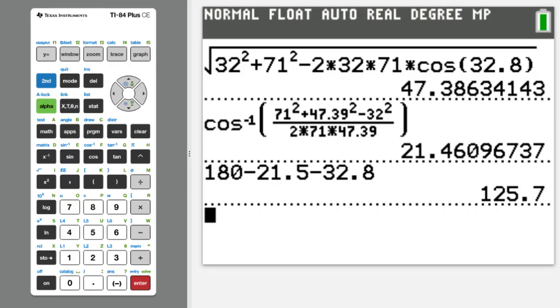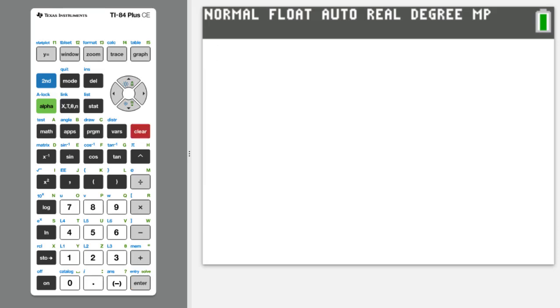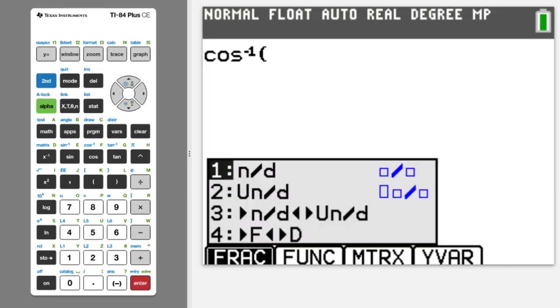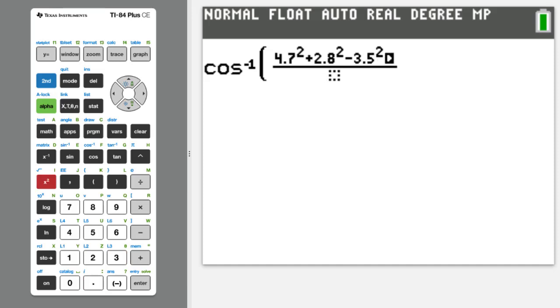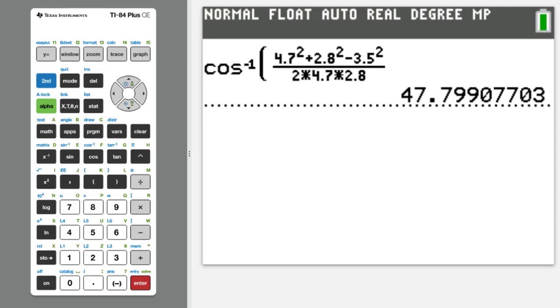And as mentioned before, we'd go ahead and bring our calculator up. I'll clear out all that stuff from the previous problem and just do the arc cosine of, and then create my fraction template. So again, alpha y equals, and press enter, and that gives me this template that we can go with. And we had the 4.7, I think I wrote first, squared, added with the 2.8 being squared. Then I take away the 3.5 that's squared and put it all over twice the 4.7 and 2.8 all multiplied together. And again, I'll just press enter. You don't have to close off that parenthesis, but I guess proper notation would be to do that. But regardless, we get this value here for angle R of 47.8 degrees.